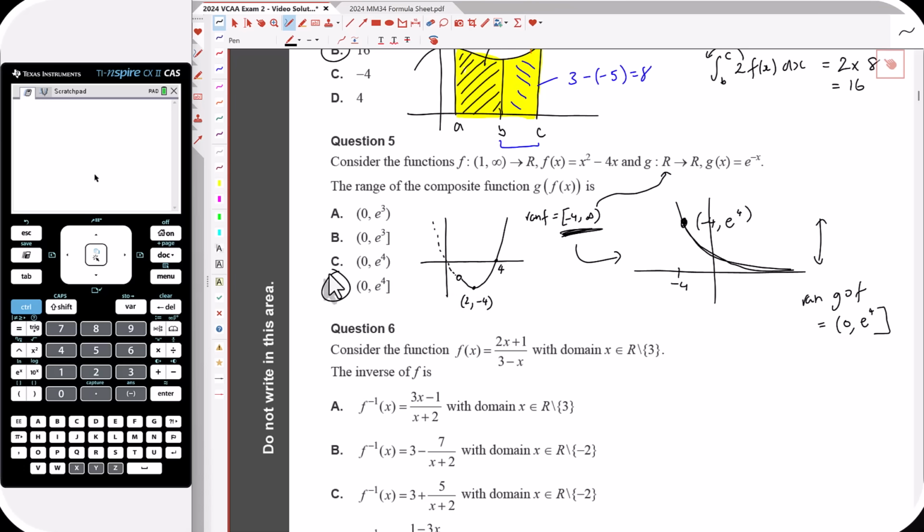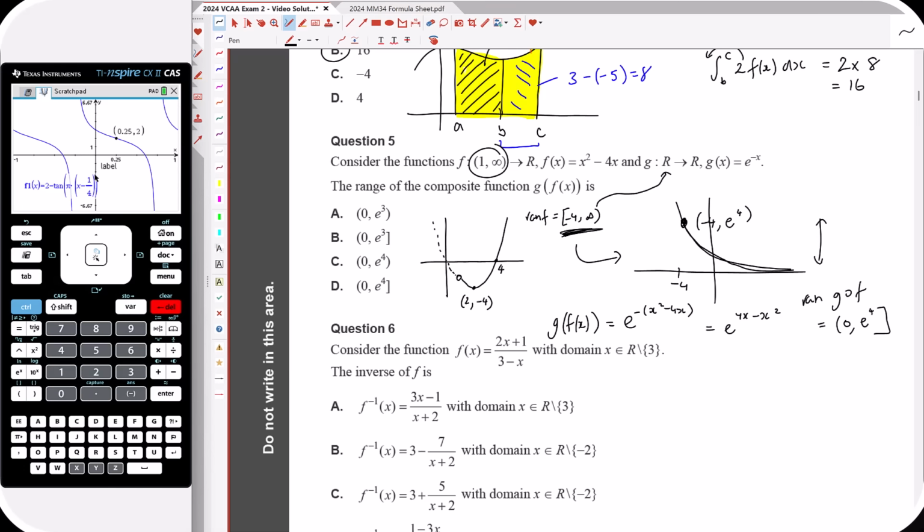Now, obviously, the other way we could do it is actually work out the composite function. Sorry, we're not doing f of g, we're doing g of f. So g of f of x, substituting the quadratic into the exponential. So it's e to the negative x squared minus 4x, which is e to the 4x minus x squared. And the domain of the composite is the domain of the original, so over the domain from 1 to infinity. So we can also draw the graph of e to the power of 4x minus x squared.